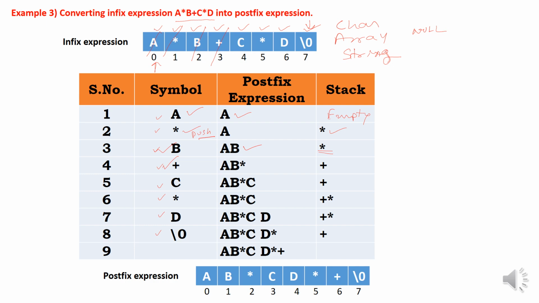Asterisk. Does asterisk have higher precedence than plus? Yes. Asterisk has higher precedence than plus. So asterisk, the multiplication symbol, will be popped and added to postfix expression, then plus will be pushed onto the stack. So now stack contains plus. Asterisk is popped, added to postfix expression, and plus will be placed in the stack.